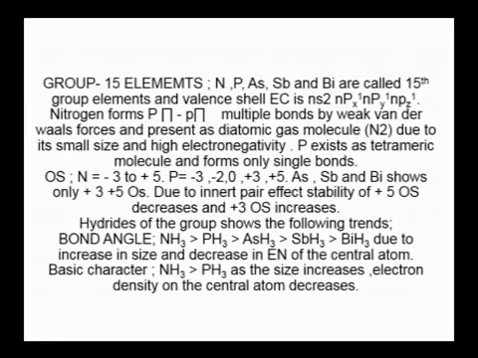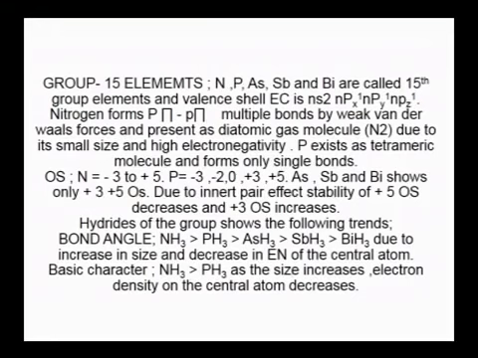Let us see the hydrides of the group, which show the following trends. The first one is bond angle. NH3 is greater than PH3, which is greater than AsH3, greater than SbH3, greater than BiH3. This is due to the increase in size and decrease in electronegativity of the central atom.